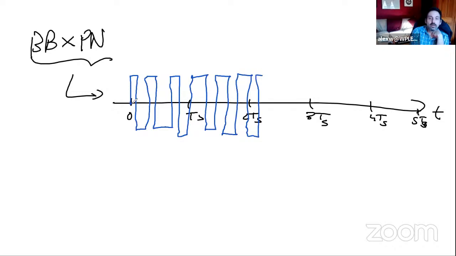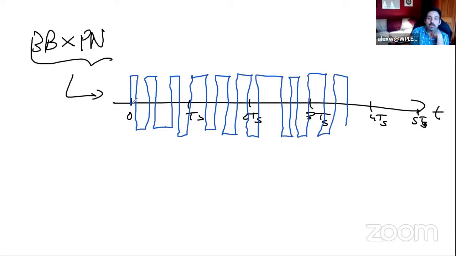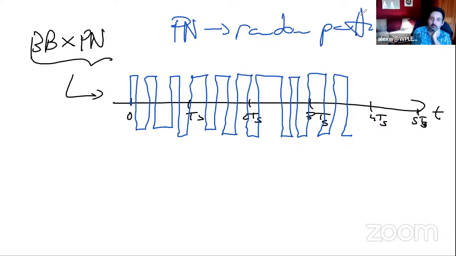And the reason why we call it pseudo noise is that initially the PN sequence itself does not look like it has a pattern, right? It looks like a random pattern of plus and minus ones. But it's not true.